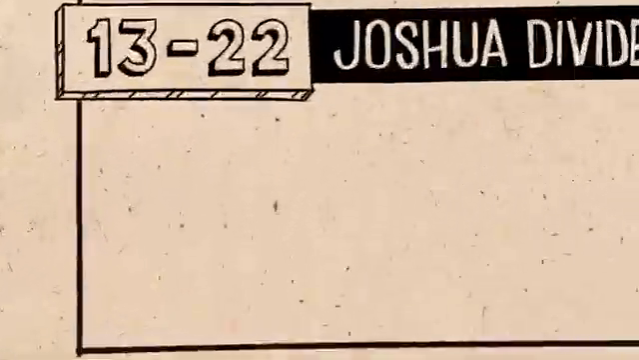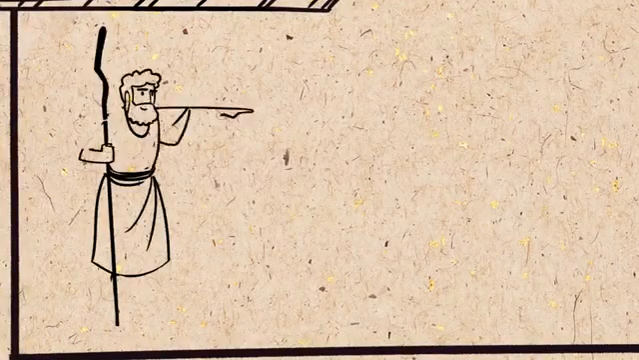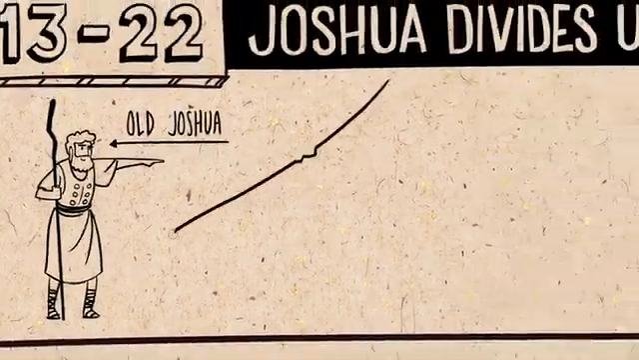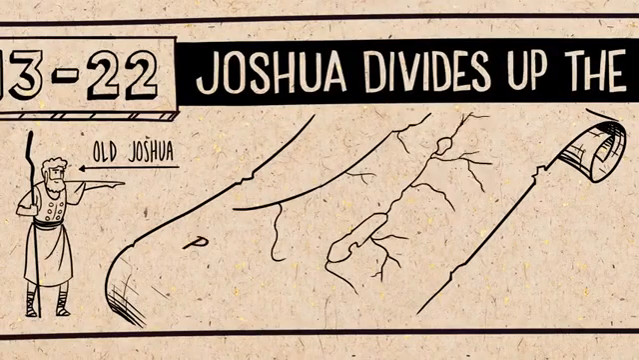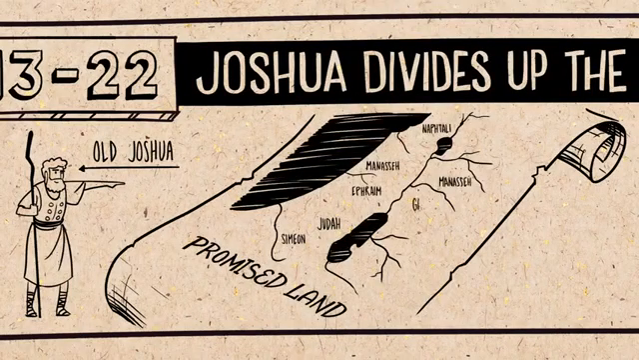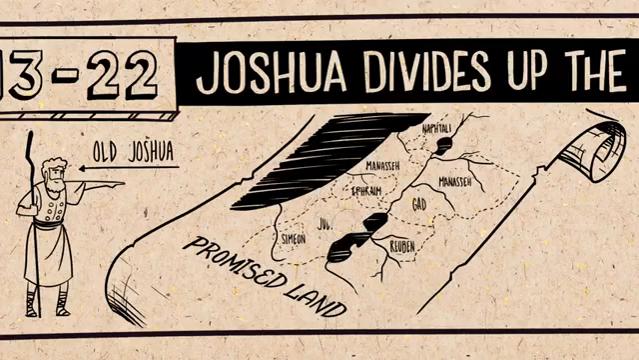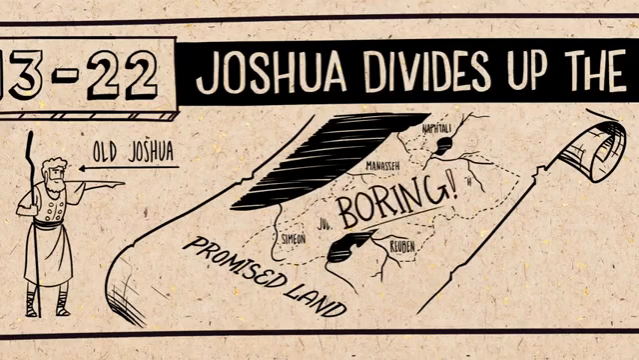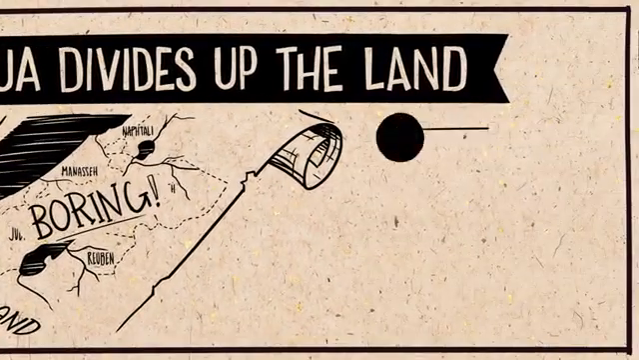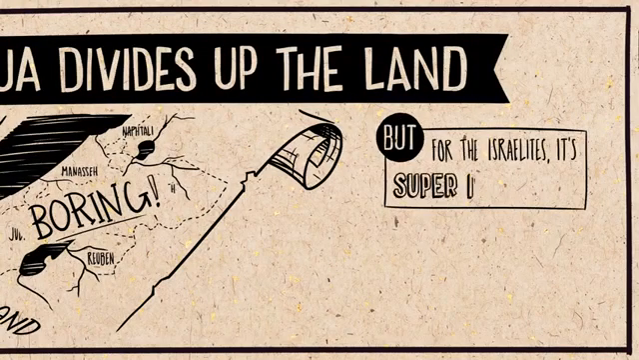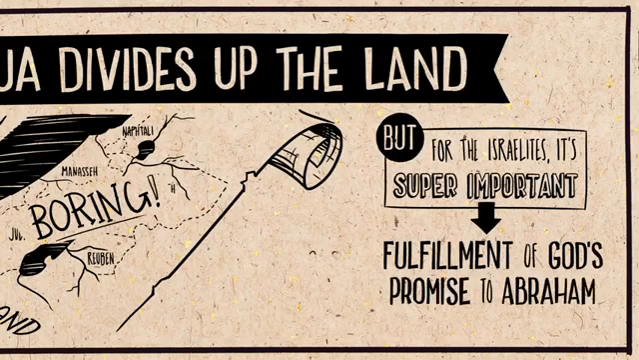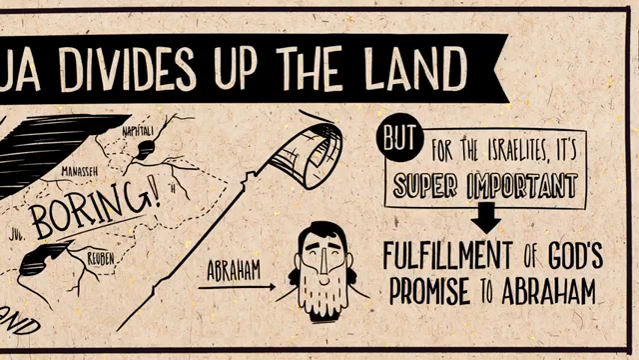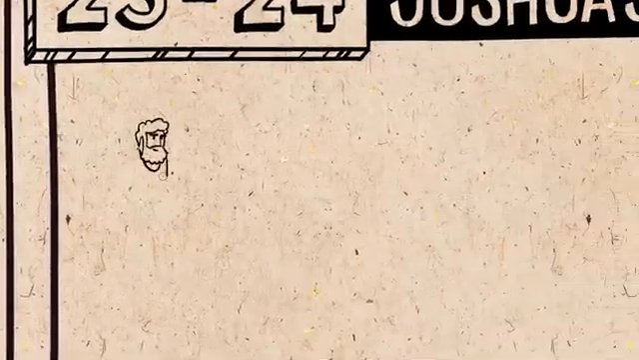Now, let's go back to the book's design. After years of battles, we see an aging Joshua, and he starts dividing up the land for the 12 tribes of Israel. And most of this section is like lists of boundary lines. And let's be honest, it's kind of boring. It's like reading a map that has no pictures. But for the Israelites, these lists were super important. This was the fulfillment of God's ancient promises to Abraham that his descendants would inherit the promised land. And so now it was all coming to pass right down to the detail, which leads to the final section.